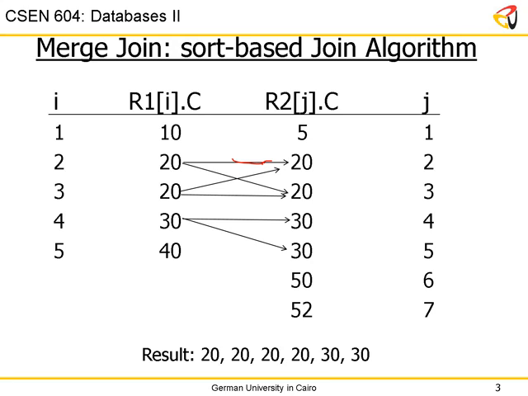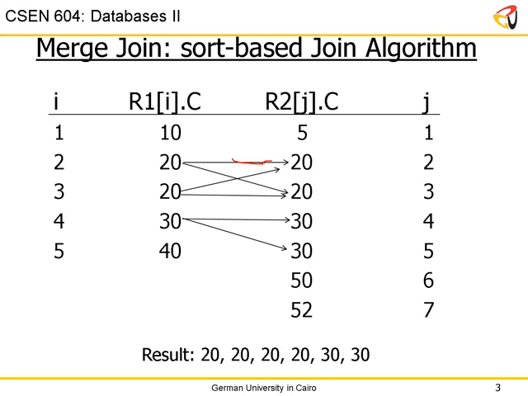And when I is equal to 3 in R1.c, the second 20, I would also like to pair it with the first and second 20 in R2.c. Then the 30 in R1.c, I would like to pair it with the first 30 in R2.c and the second 30 in R2.c. So we need to advance I and j in a way to make sure that's the output we get.